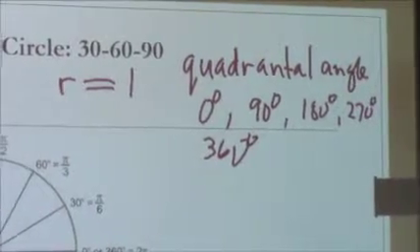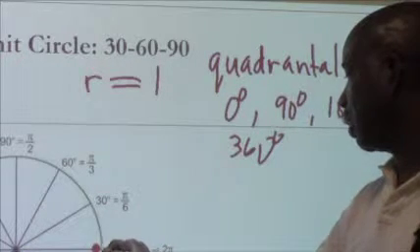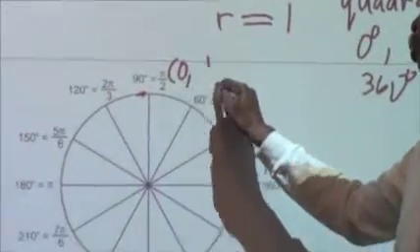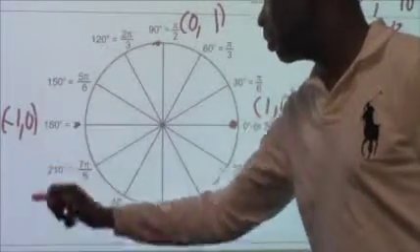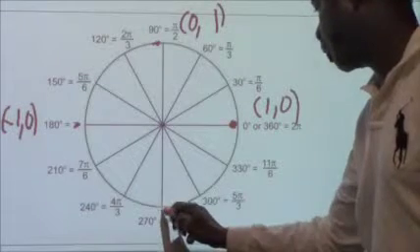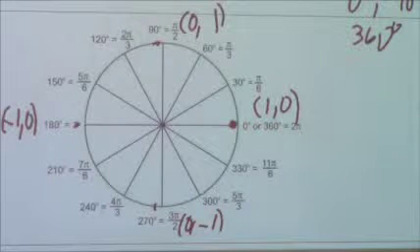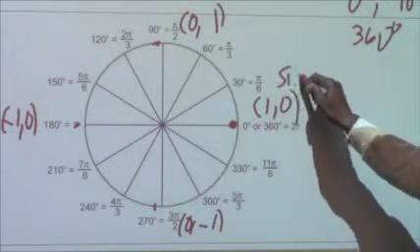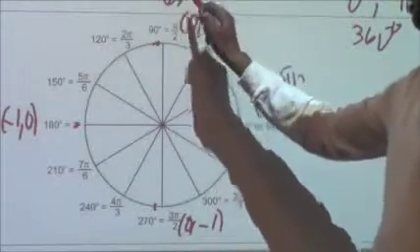What we can do for them is to write the coordinates of those points. The coordinate of this point here is (1, 0). The coordinate of this point is (0, 1). The coordinate of this point is (-1, 0). And this point right here is (0, -1). We can find the sine of those angles. It's a basic relationship. The sine value of an angle is associated with the y, and this is going to be cosine.